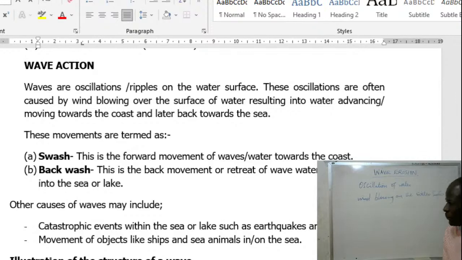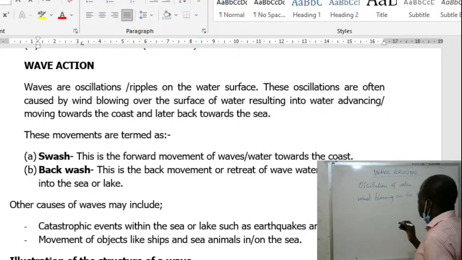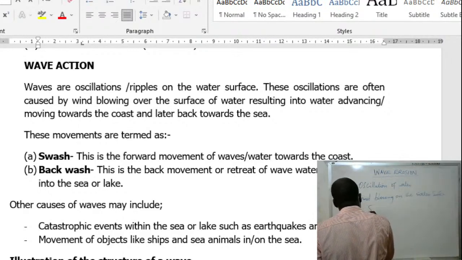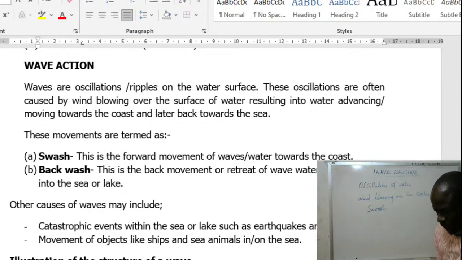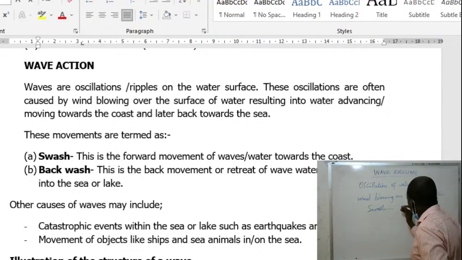So it's just movement to the coast and back to the sea or the lake. Now, in these movements, we use two terms to describe them. And these two terms are what we call the swash. Swash, this is the water advance towards the coast.